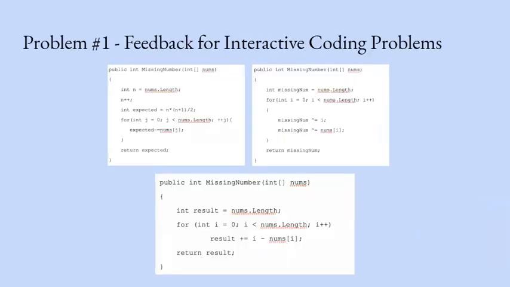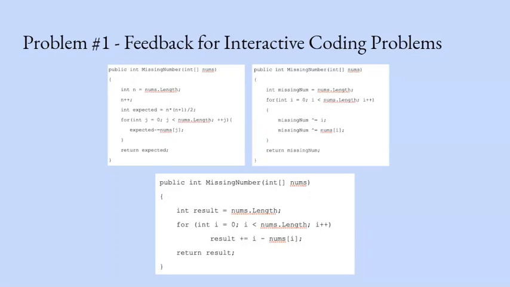So the problem that I looked into was feedback for interactive coding problems. Take, for instance, the missing number problem, which is a pretty well-known problem. You have an array of numbers 1 through n, and you have to figure out which number 1 through n is missing, and then output or return it. Here are 3 different examples of possible solutions that could be written by different people. This is specifically in C#.